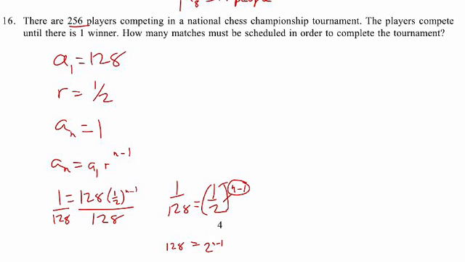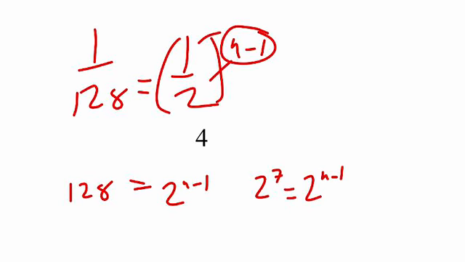Because now we have 128 equals 2 to the n minus 1. Now you might have to go through and figure out 2 to what power gives me 128. So 2 to the first is 2, then 4, 8, 16, 32, 64, 128. So we end up with 2 to the 7th equals 2 to the n minus 1. Let me zoom in a second. So we have 2 to the 7th equals 2 to the n minus 1, which means 7 equals n minus 1, or n equals 8. So that means it takes us 8 rounds total.